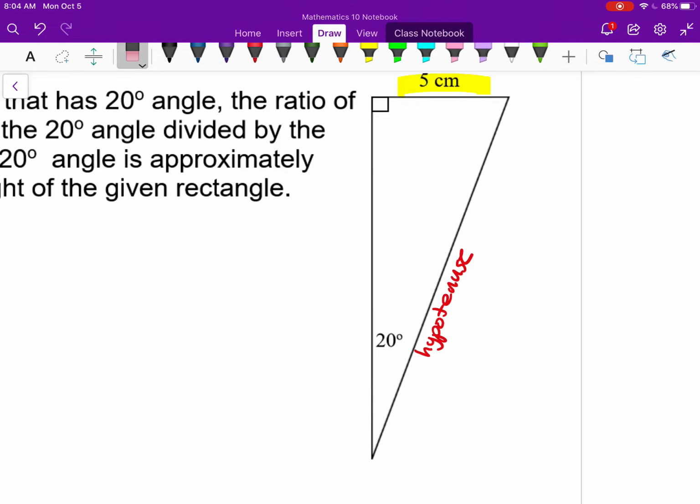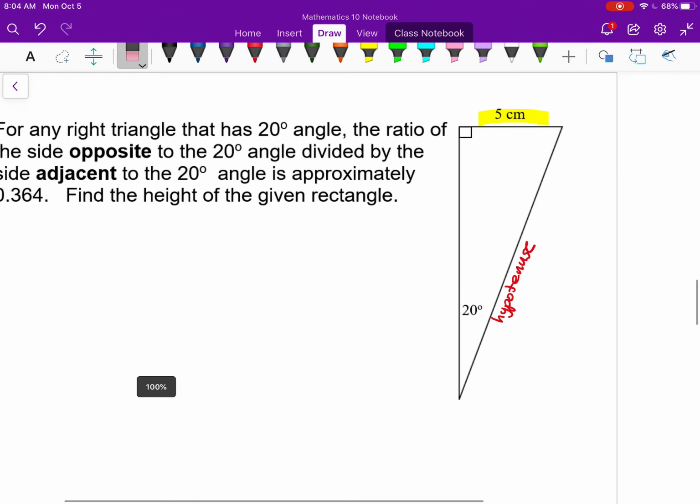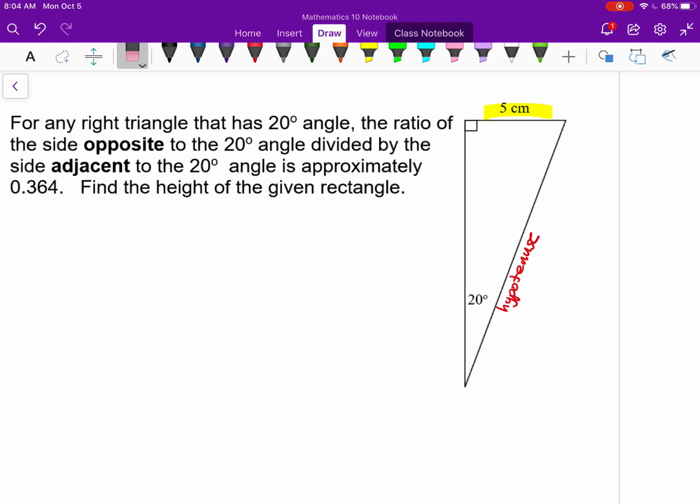So what does it say here? For any right triangle that has a 20-degree angle, the ratio of the side opposite to 20 degrees divided by the side adjacent to 20 degrees is approximately 0.364. Okay, what does that mean?